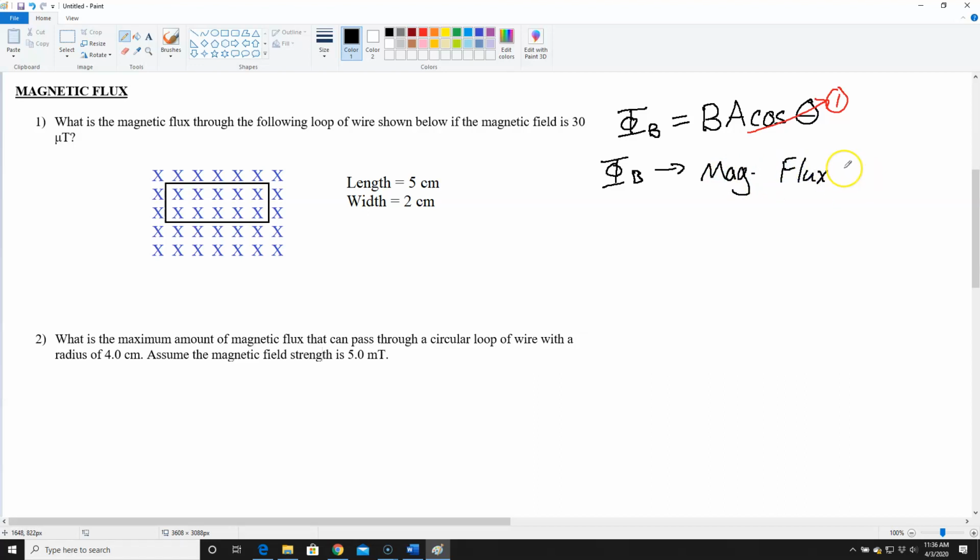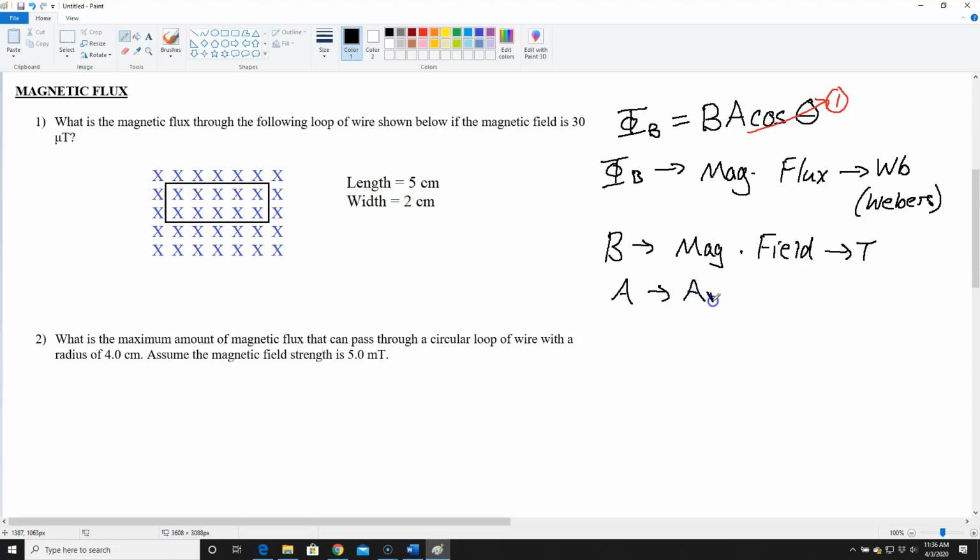There is electric flux as well, which we do not get into. Magnetic flux is measured in a unit called Webers, WB. And B is your magnetic field. The magnetic field, again, is in Teslas. And A is the area, and that area A is in square meters.